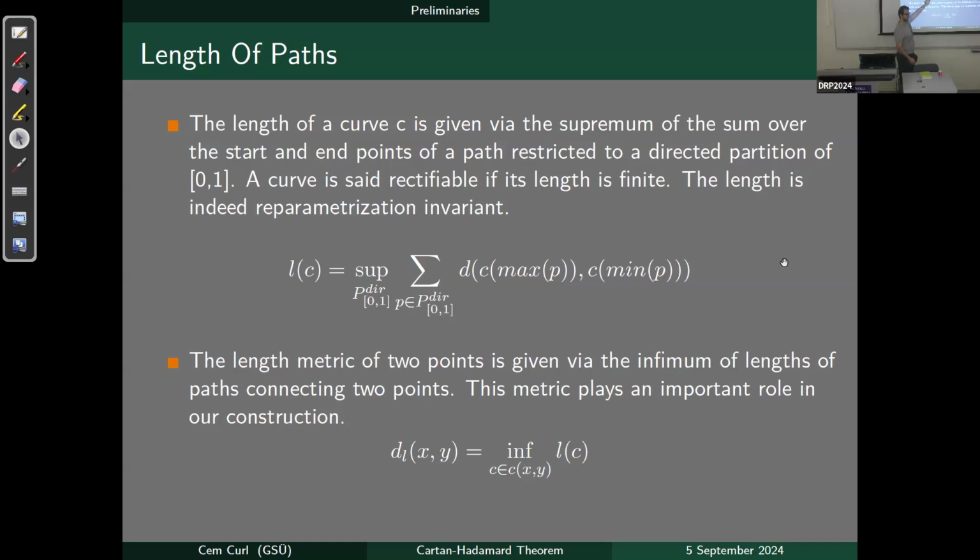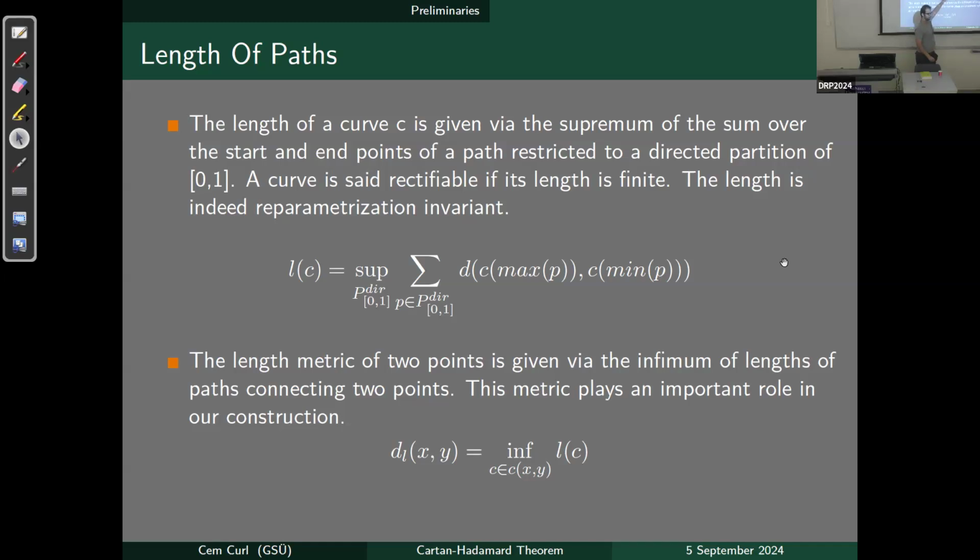I'm going to explain this. This is the set of directed partitions of [0, 1]. That means partitions of [0, 1] where each piece is a closed interval, and the maximum of one is the minimum of the other, and you stick them together like this until you start with 0, so t0 is 0, and you end with 1, and it's just a bunch of closed intervals.